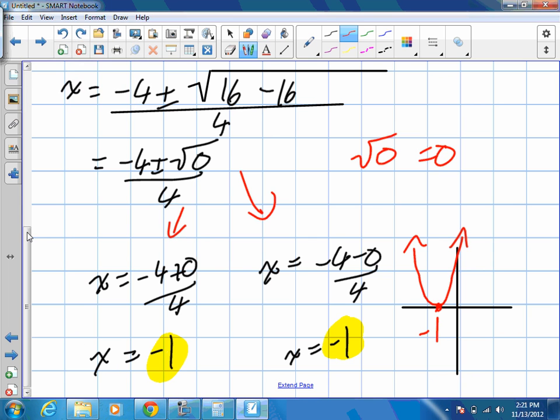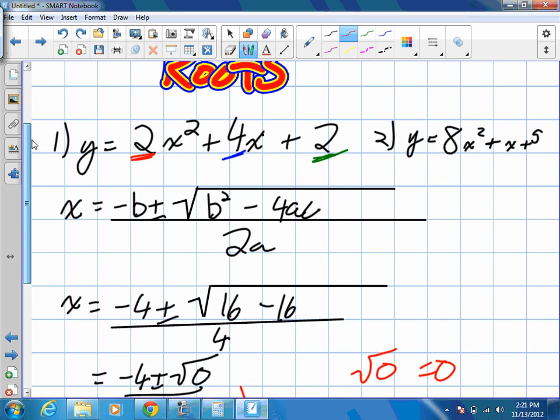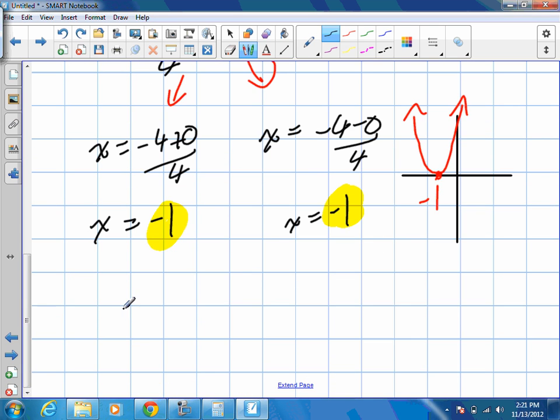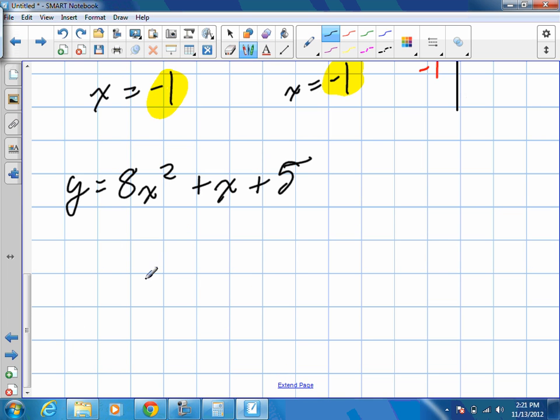We'll go through the last example, which is 8x squared plus 1x plus 5. Okay. y equals 8x squared plus x plus 5. Okay, I'm not even going to write the quadratic formula from memory; we're going to go through this. So x is equal to negative b. Well, our b value is 1, so that's going to be negative 1.